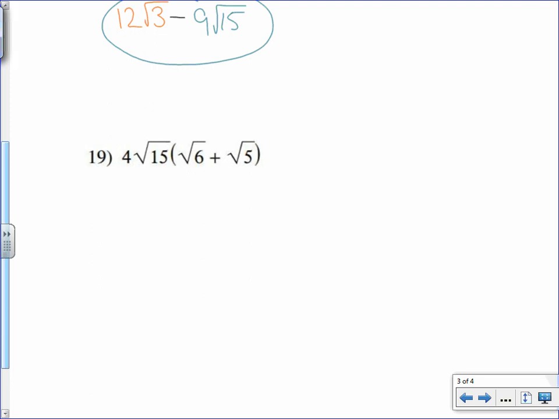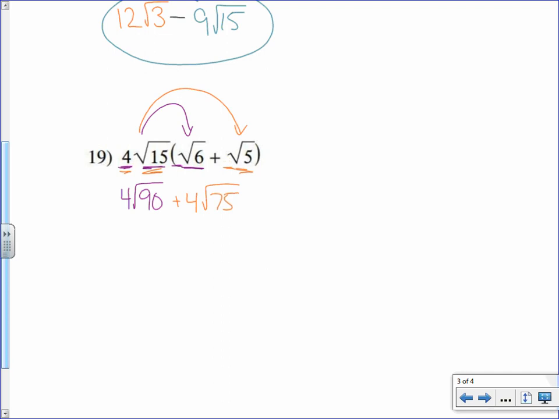19 is the same thing. We're just going to distribute. When I distribute to the first term, I've got 4 times this 1 that's out here, that's 4. Square root of 15 times the square root of 6 is going to give me the square root of 90. Then I distribute to the second term. 4 times this 1 is just 4. And 15 times 5, that's going to give me the square root of 75.